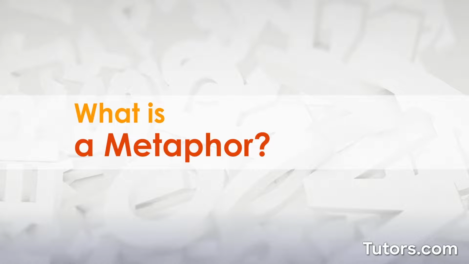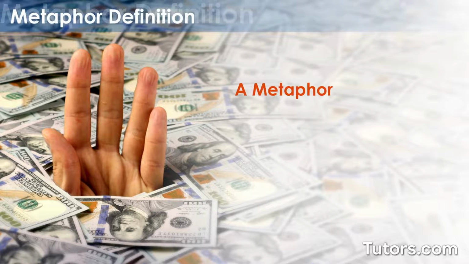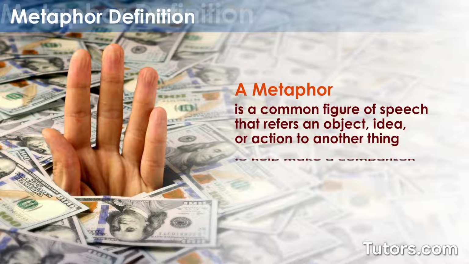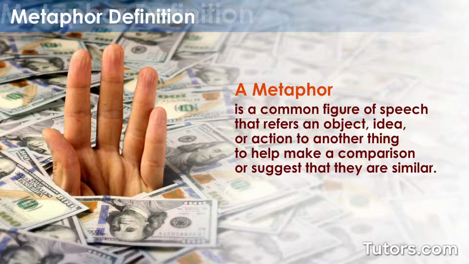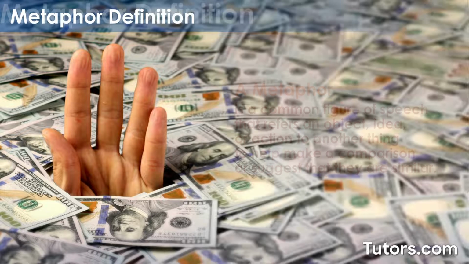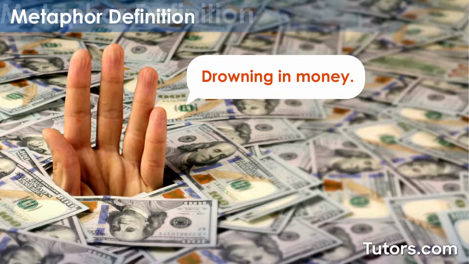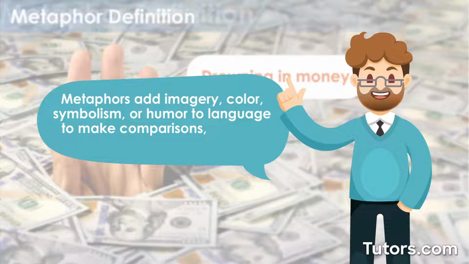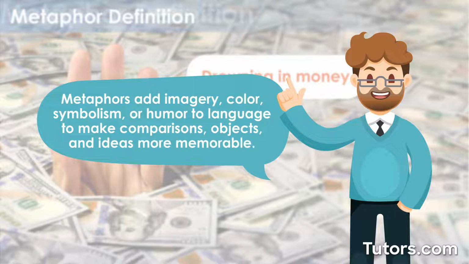What is a metaphor? A metaphor is a common figure of speech that refers an object, idea, or action to another thing to help make a comparison or suggest that they are similar. For example, drowning in money. Metaphors add imagery, color, symbolism, or humor to language to make comparisons, objects, and ideas more memorable.